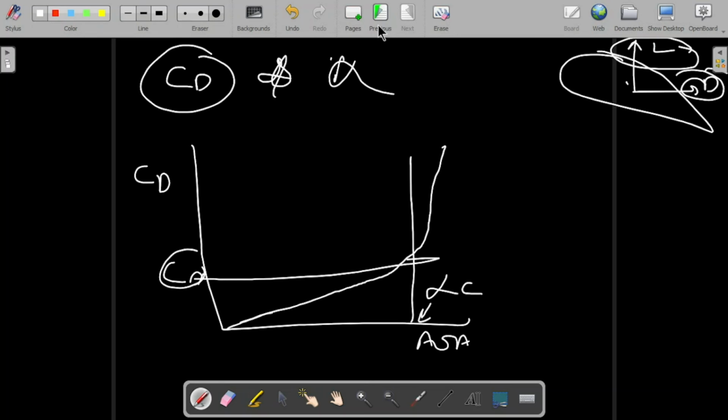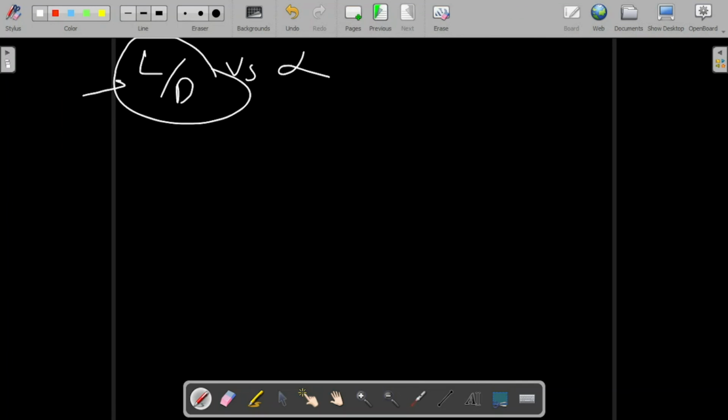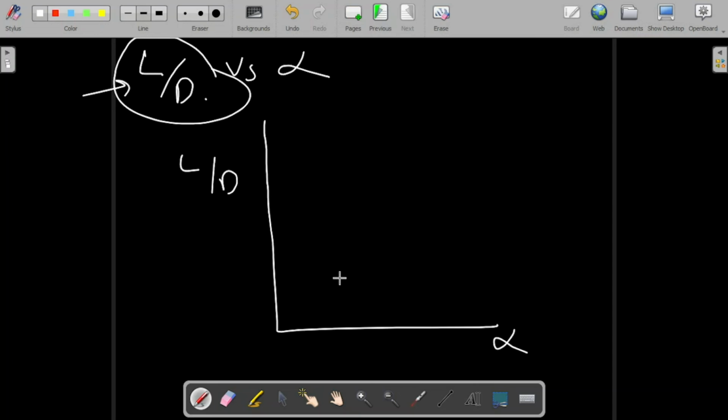Now the last curve, which is very important, is the lift to drag ratio versus angle of attack. We calculate the lift to drag ratio because this shows the efficiency of an aerofoil. Any aerofoil should produce more lift than drag. If anything produces more drag than lift, then it is an air brake and not an aerofoil. So the curve goes like this, again angle of attack on the x-axis and lift to drag ratio on the y-axis.